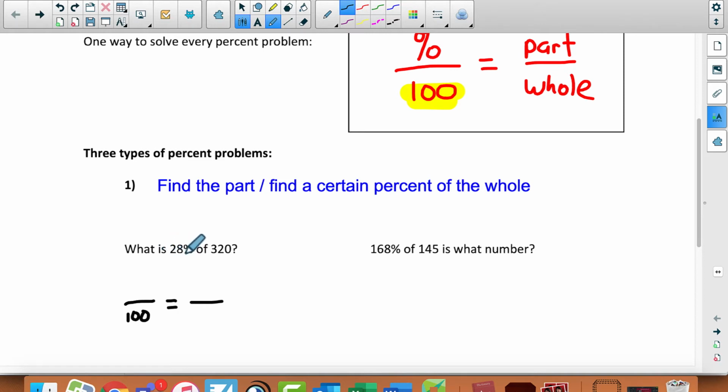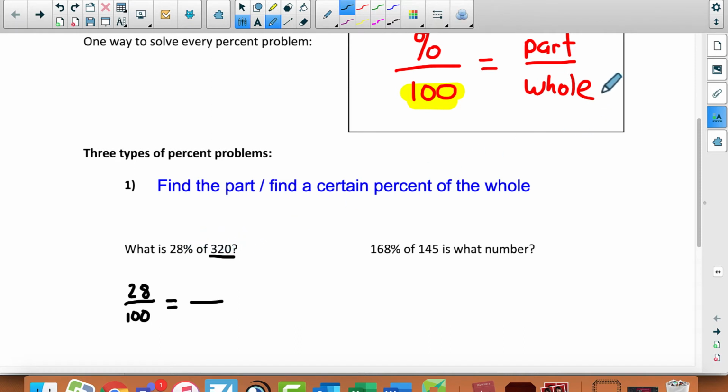It's 28%. So I put 28 right here. Equals. Now I have one other number, this 320. Is that the whole amount, or is that just part of the whole? That's the whole amount, right? We're looking for 28% of the whole amount.